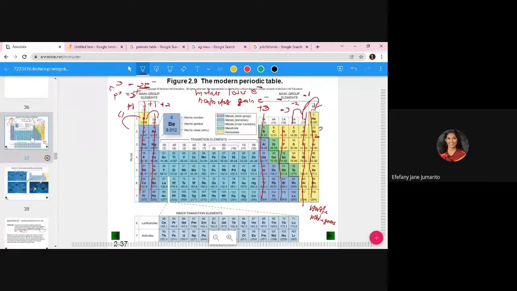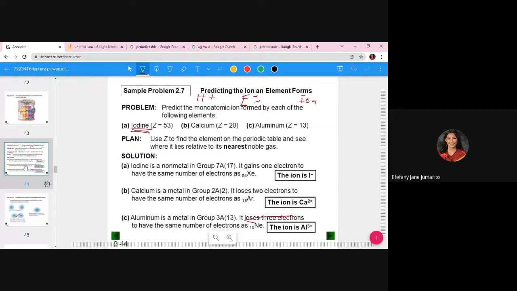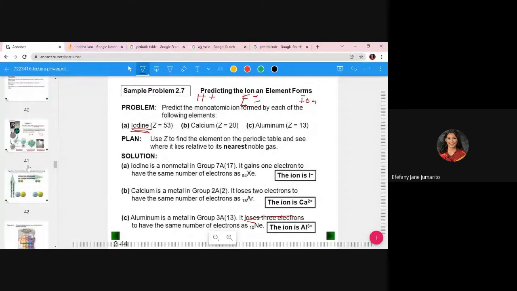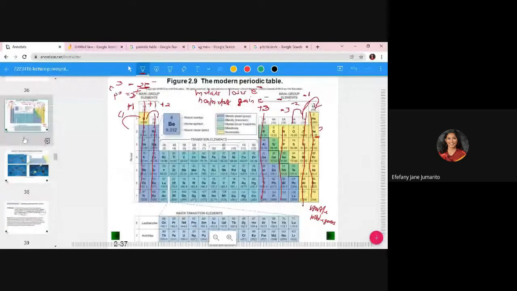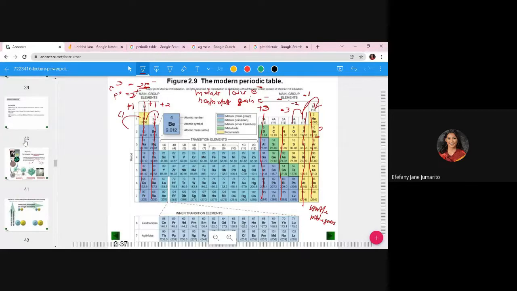Iodine. Negative, ma'am. Negative 1. Okay, right, I minus. Okay, what about calcium? Positive 2, ma'am. Positive 2. What about phosphorus?